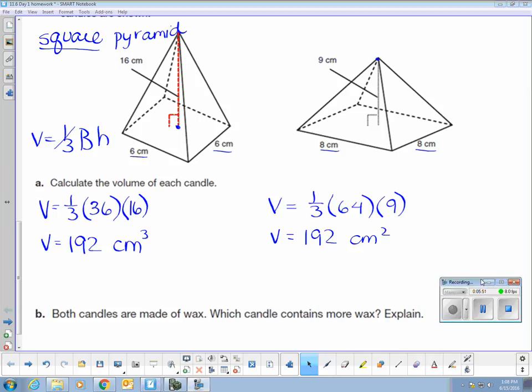So in part B, it says both candles are made of wax. Which candle contains more wax? They both contain the same amount of wax. They both have the same volume.